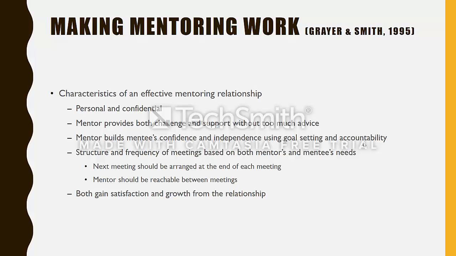I would say that when you provide both challenge and support, it's a lot about balancing challenge and support. Much like the way we know we learn best when we're given adequate or balanced amounts of both challenge and support.